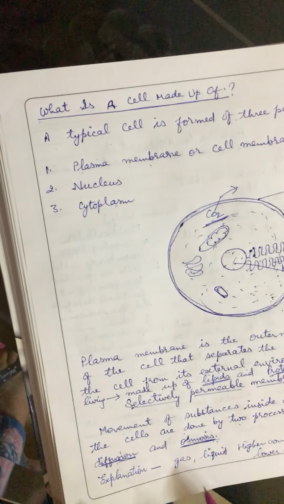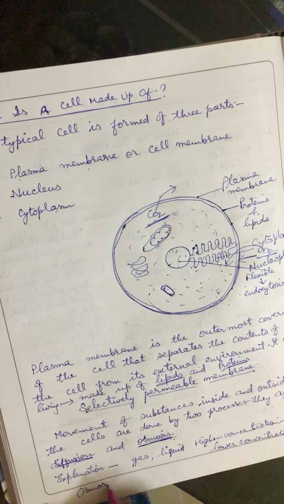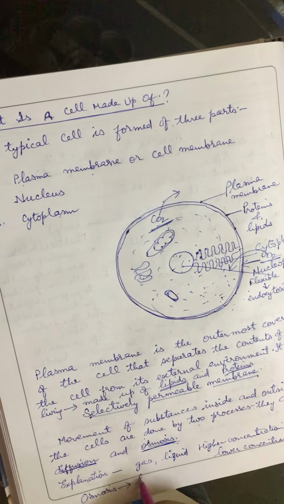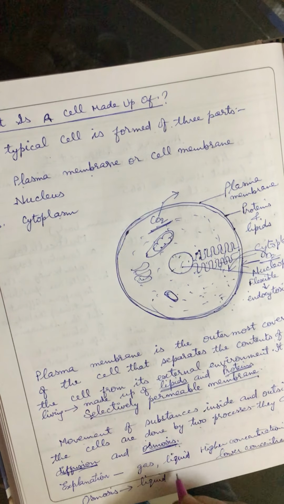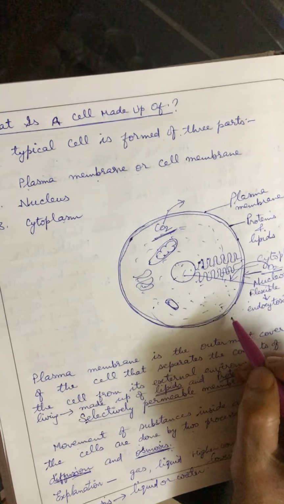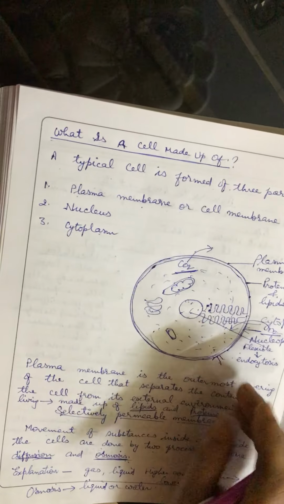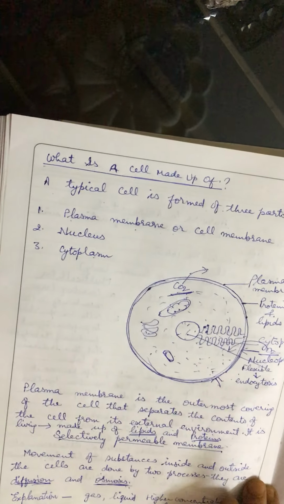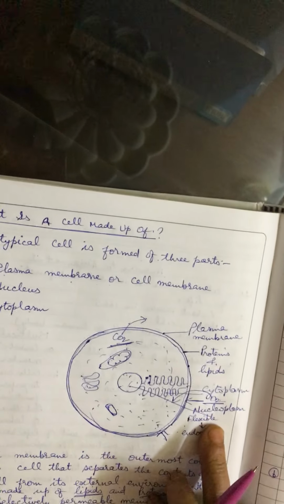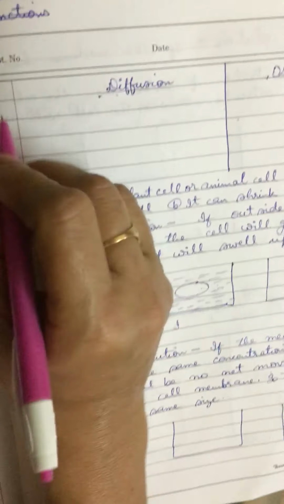Osmosis is also the process of diffusion, but this osmosis process takes place only in liquids or water. So water enters inside the cell by the process of osmosis. So these are two very important processes which help in the movement of substances inside or outside the cell. Now there is a difference between diffusion and osmosis.